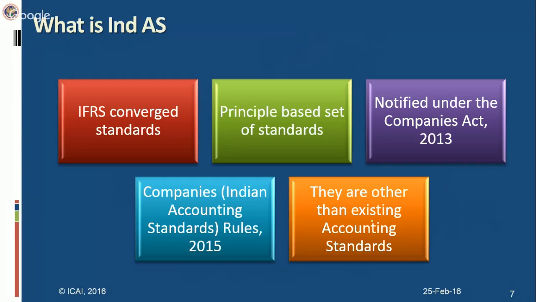Many students ask this type of queries, but I think I have told very clearly that for chapter 2 and chapter 6, you have to study Ind AS only. And for other chapters, there are 10 chapters in the IFRS study material. For all the other chapters, you have to study only the existing accounting standards, that is AS 1 to AS 29. AS 30, 31, 32 are redundant and they are no more applicable.